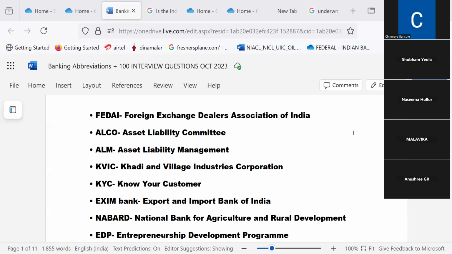FEDAI, Foreign Exchange Dealers Association of India. ALCO, Asset Liability Committee. ALM, Asset Liability Management. KVIC, Khadi and Village Industries Corporation. KYC, Know Your Customer. Exim Bank, Export and Import Bank of India. NABARD, National Bank for Agriculture and Rural Development.